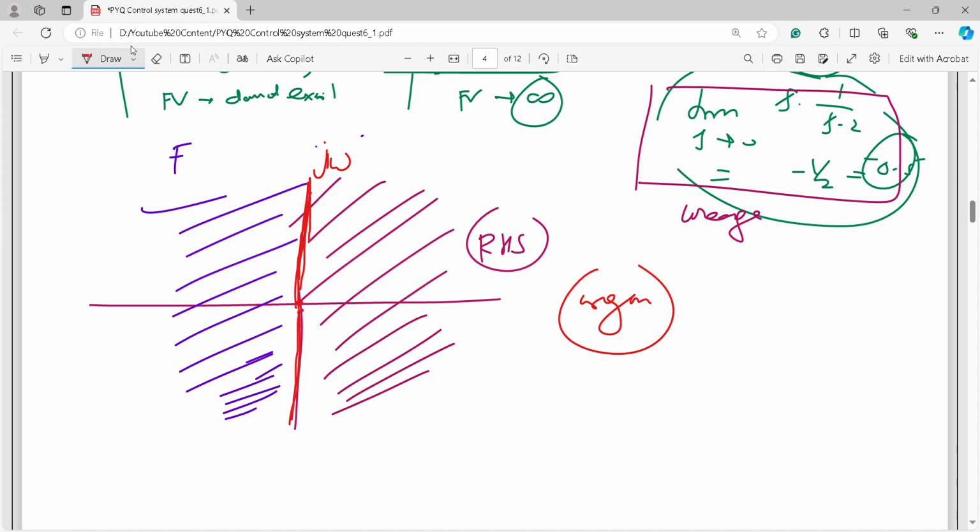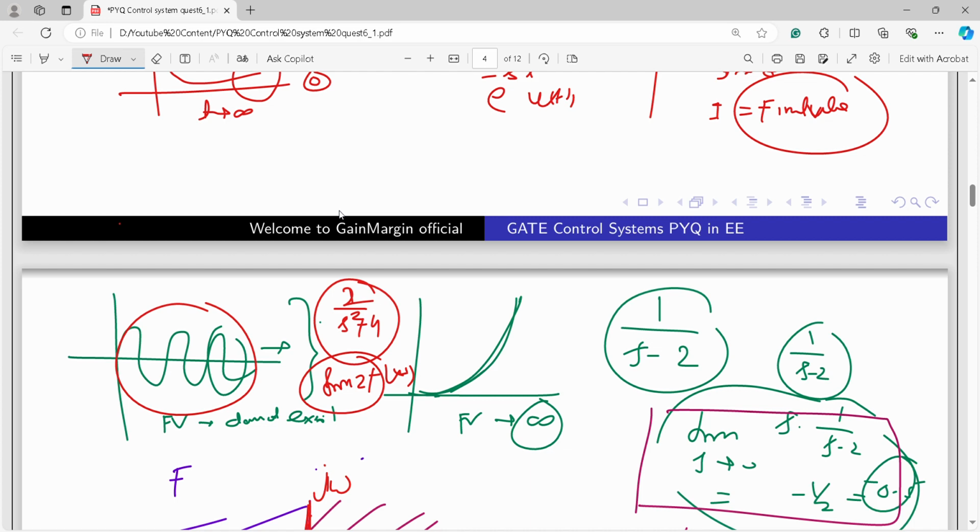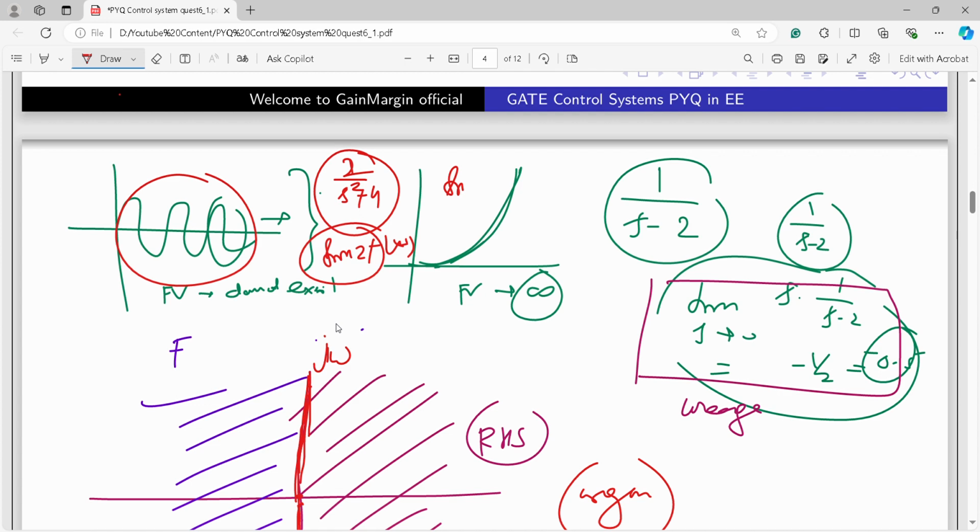So as we showed here, for this oscillatory function the poles lie on the imaginary axis, meaning they are conjugates of each other, like 1/(s²+4). This corresponds to sin 2t u(t), where 2 is the ω in sin ωt. So it oscillates with a frequency of 2 radians per second. The poles exist at +2j and −2j.